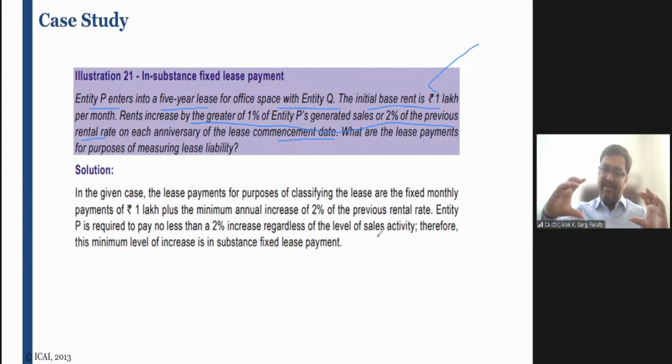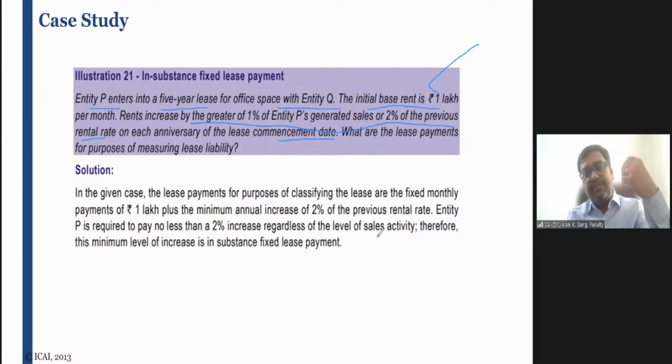In the last case, on the basis of sales, it was 500 rupees, and on the basis of previous rent, it was 2,000 rupees. In this case, on the basis of previous sales, it is 3,000 rupees, and on the basis of previous rent, it is 2,000 rupees. It means this 2% will always be fixed, right? And since the increase is on the basis of greater, it means at a bare minimum, the lessee has to pay an increase of 2% of the last rental. Am I right? So at least the lessee has to pay 2%, right? And beyond that, it will depend on the sales.